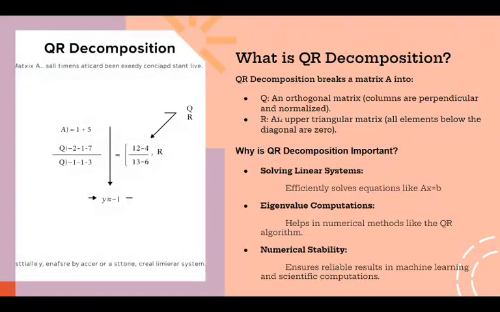Matrix R. Matrix Q is an orthogonal matrix. Think of it as a matrix where all the columns are at perfect right angles to each other, like perfectly aligned axes. Each column is also normalized, meaning its length is 1. The matrix R is an upper triangular matrix. It looks like a triangle because all the elements below the diagonal are 0.